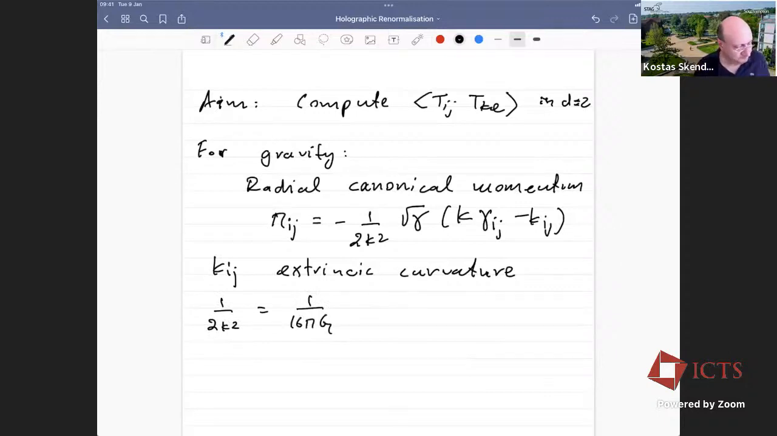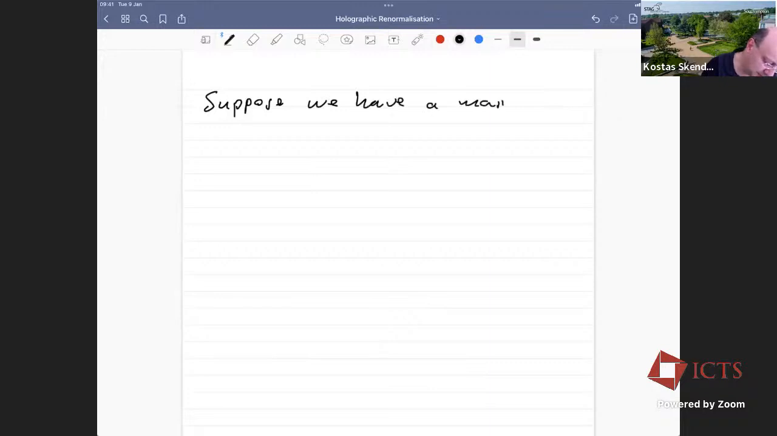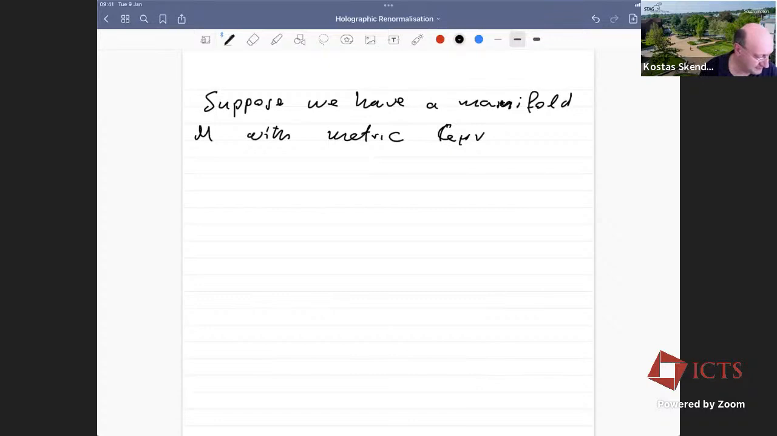Okay, good. So now we're going to have a bit of a parenthesis where I describe a little bit the geometry of embedding surfaces in space-time. So suppose we have a manifold M with metric g_mu nu, and I want to foliate this with hypersurfaces.